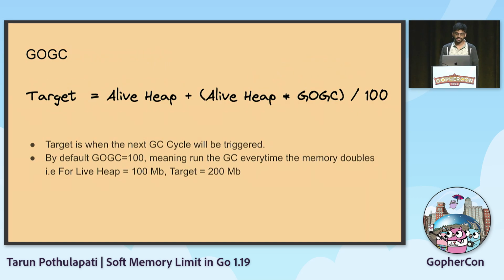Now, a GC cycle is triggered whenever the memory reaches a certain target, and that target is calculated every time a GC cycle has run. So once a GC cycle happens, the next target is calculated, and then at that target we run the GC. The target is essentially the alive heap, the current alive memory, plus the alive heap into GOGC by 100. Leaving the alive heap, we have one variable, that is GOGC. By default, the GOGC value is 100, and if we substitute that, we essentially get target equal to 2 into live heap, which means we run the GC every time the memory doubles in the default case.